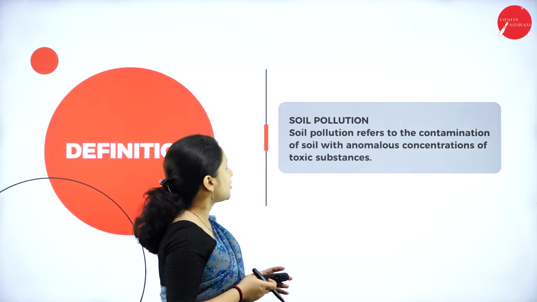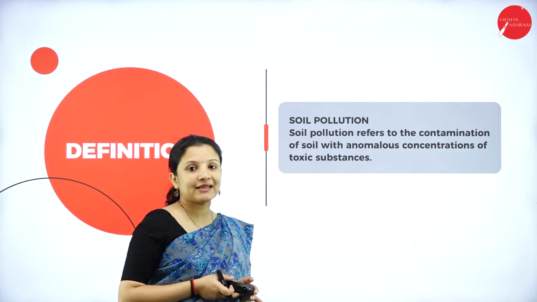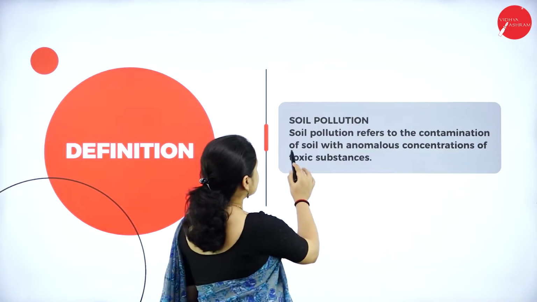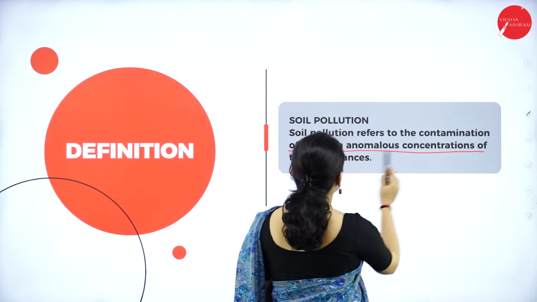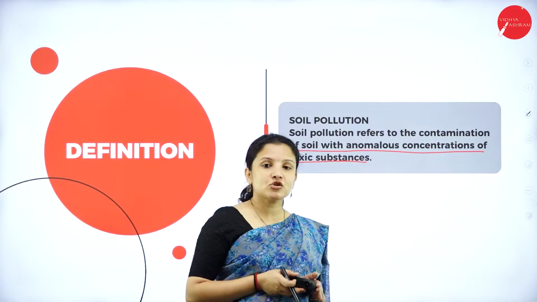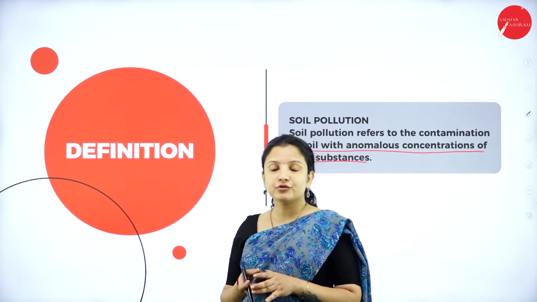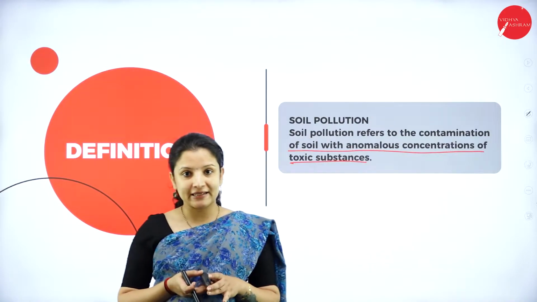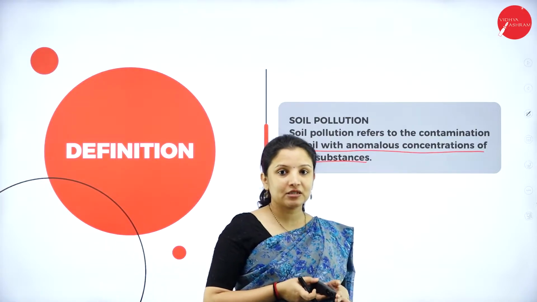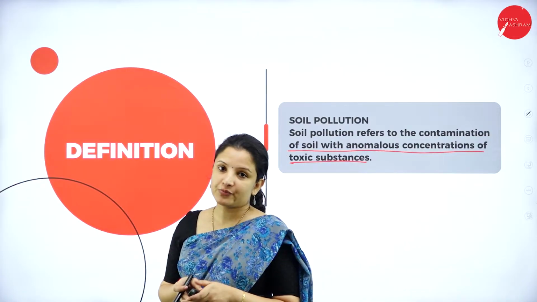So talking about soil pollution. What is soil pollution? Soil pollution refers to any contamination or any kind of alteration that occurs in the soil because of anomalous concentration of toxic substances. Other than the natural substances that need to be present in the soil in order to maintain the pH of the soil and also to promote growth of the plants, if any contaminating substance such as toxic chemicals or heavy metals is present, then we consider the soil to be polluted.